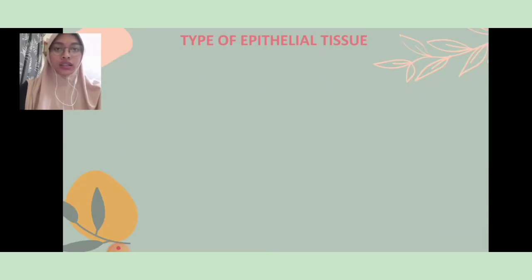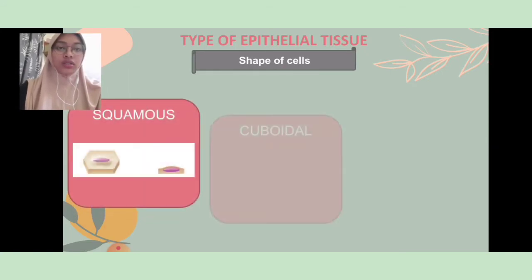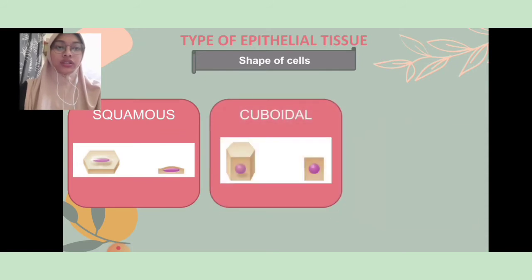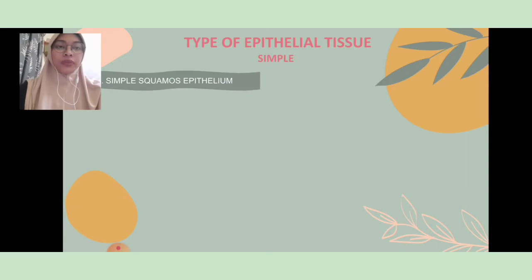And the second classification is shape of the cell. We have 3 types of cell shape. First is squamous, second is cuboidal, and the third one is columnar. The simple type of epithelial tissue has 4 types. First type is simple squamous epithelium.